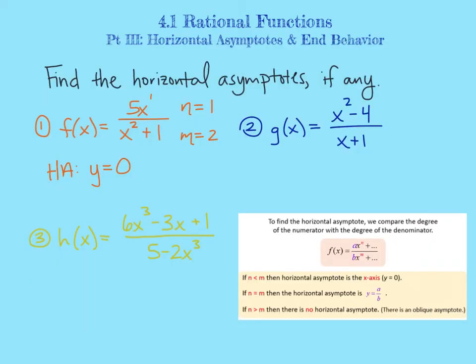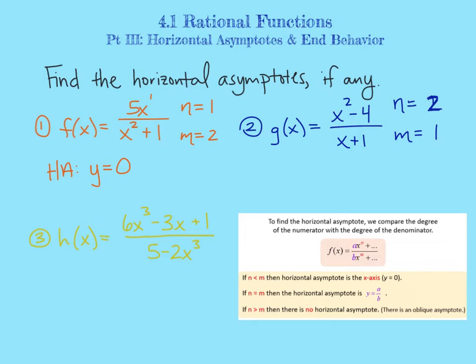Let's take a look at number 2. Again, to find the horizontal asymptotes, we have to identify n and m, the degree of the numerator and denominator. So the degree of the numerator, n, is 2, while the degree of the denominator, m, is 1. So in this scenario, we have that n is greater than m. So we look here at our rules, and in that case, there's actually no horizontal asymptote. That means that our graph is not bounded by a horizontal line.